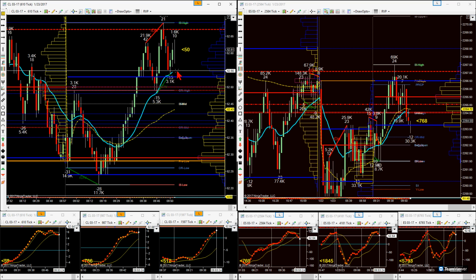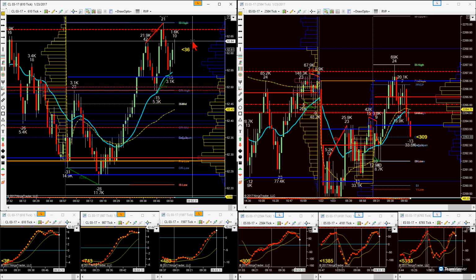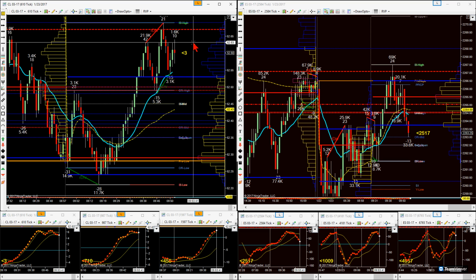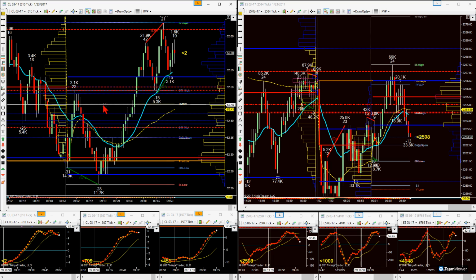Would have liked to see this one pull back a little bit further down, but we are starting to see a head and shoulders. We are seeing divergence in the 610, rolling over in the 987. Definitely no rolling over in the 1597 as of yet. And at this point, I am going to call it a morning. Not a great trading morning for me.